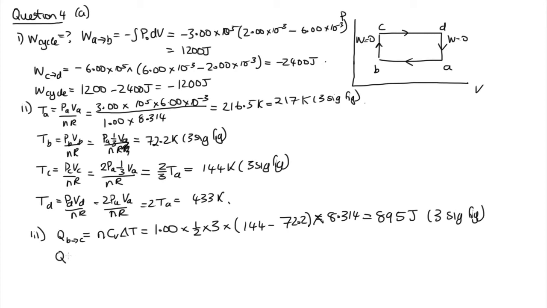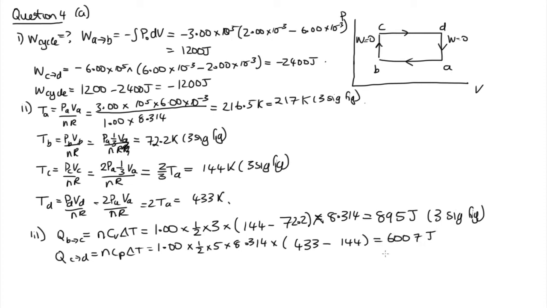And then we're also asked to find the heat transferred from C to D. Going from C to D, that's a constant pressure process, so it's NCP delta T. So that's 1. Now CP, looking at that, it's a half times 3 times R plus R. So it's a half times 5 times R, which is 8.314, times the change in temperature. So that's the temperature at D, which is 433, minus the temperature at C, which is equal to 144. So solving that one, we end up with 6,007 joules, and so that's 6,010 joules to 3 significant figures.